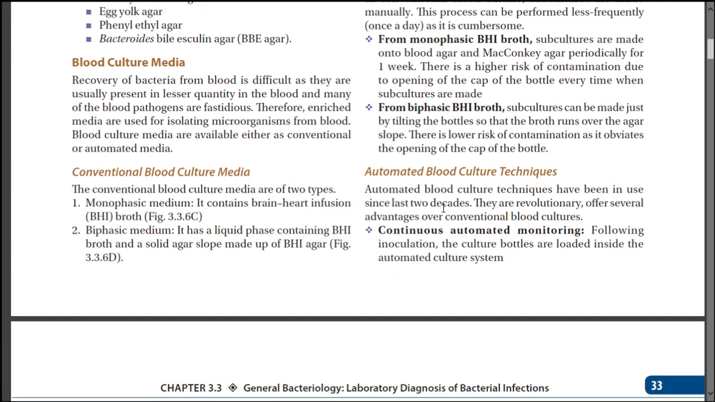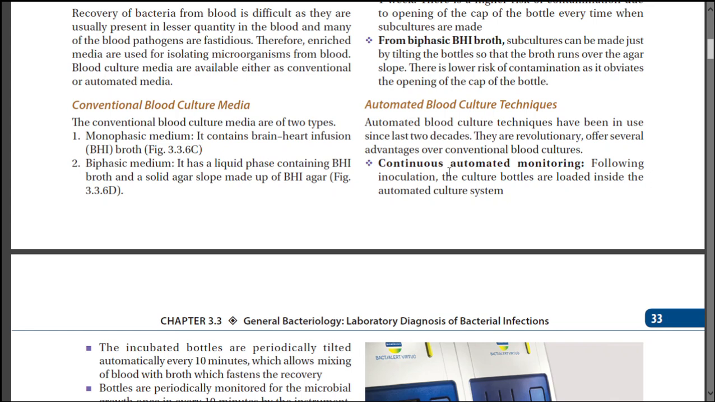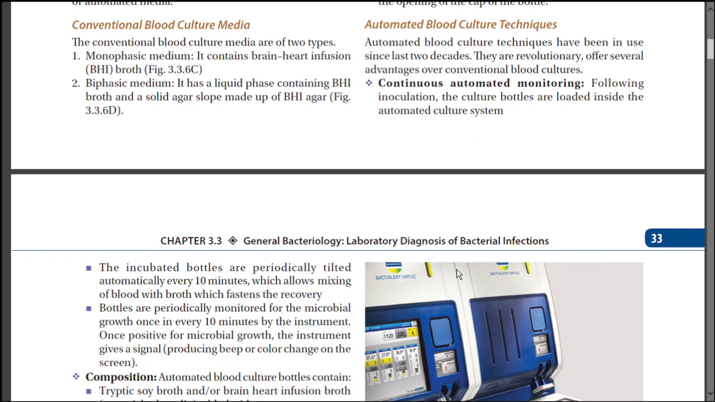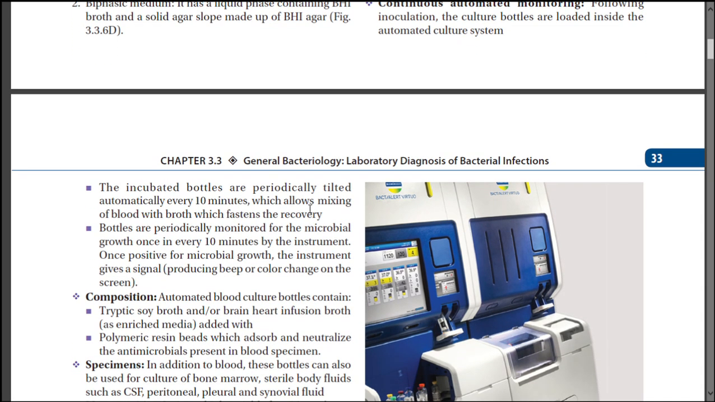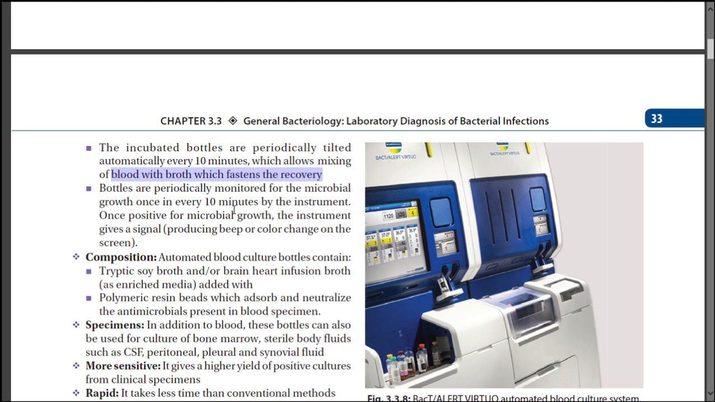Next, automated blood culture techniques. Automated means these are modern culture techniques. The culture bottles are loaded inside the automated culture system, and the incubated bottles are periodically tilted automatically every 10 minutes, which allows mixing of blood with broth and speeds up the recovery. The bottles are also monitored for microbial growth once in every 10 minutes by the instrument.